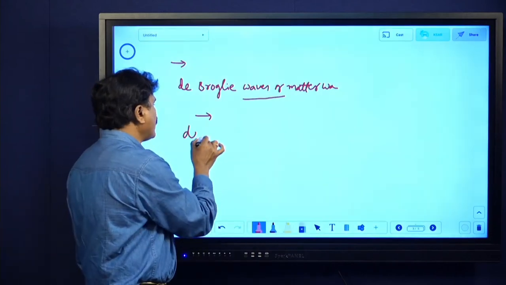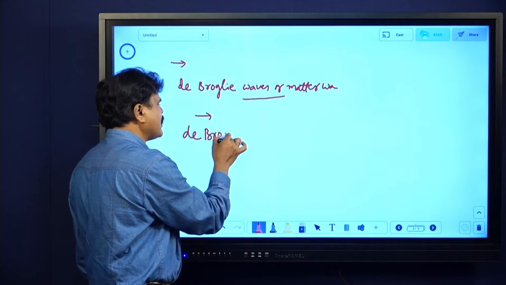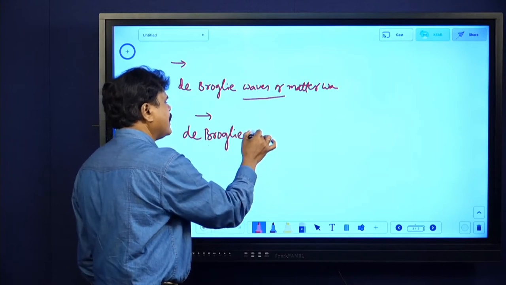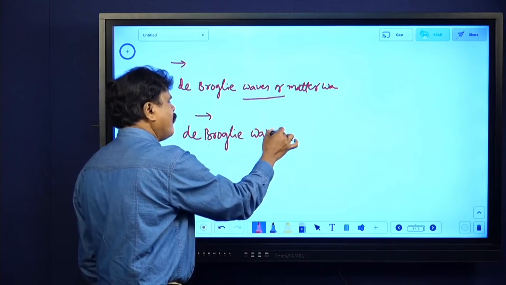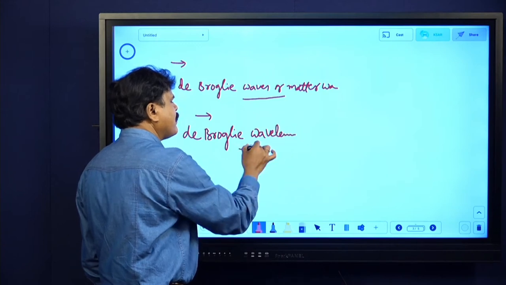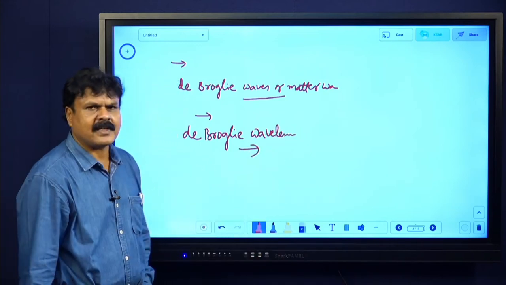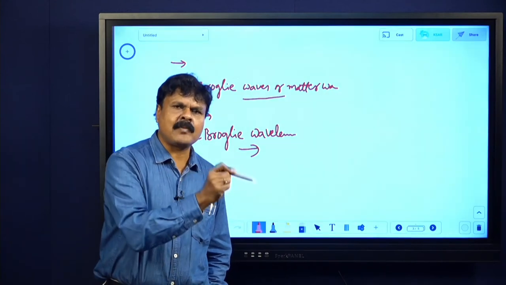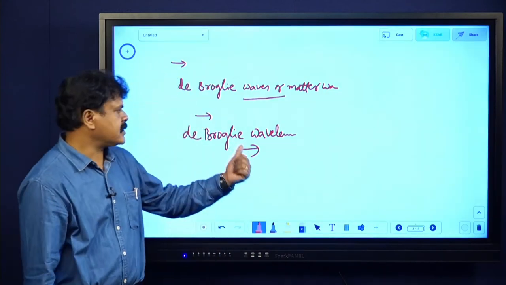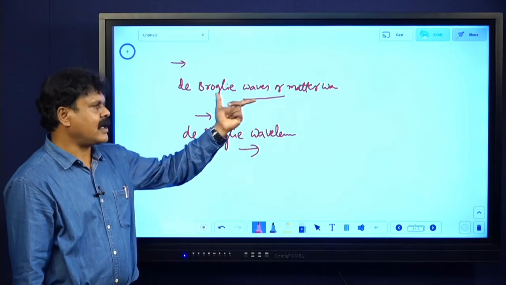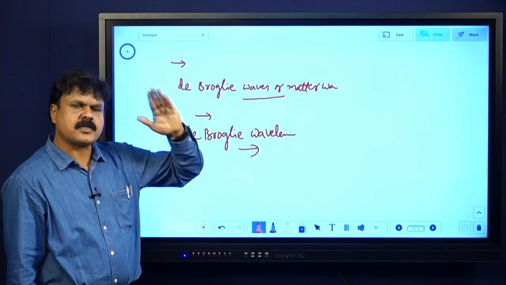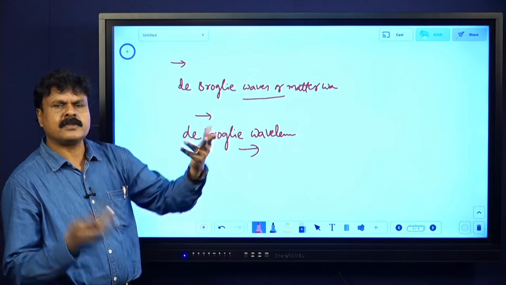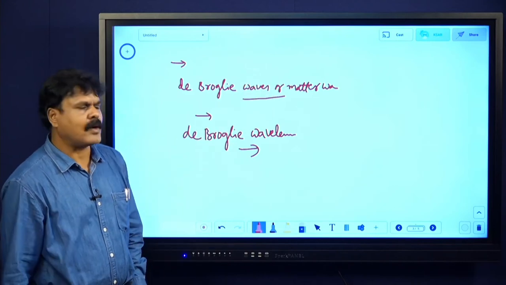Next, what is the de Broglie wavelength? Simple definition: the wavelength which is associated with the material particles which are in motion is called the de Broglie wavelength. What are de Broglie waves? Waves associated with the material particles which are in motion. That's it.